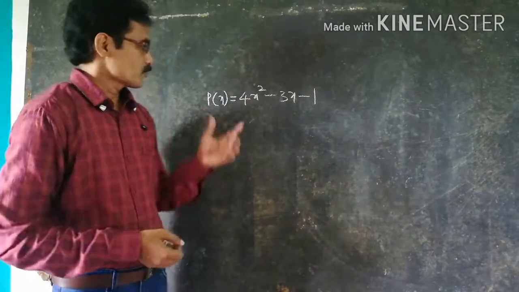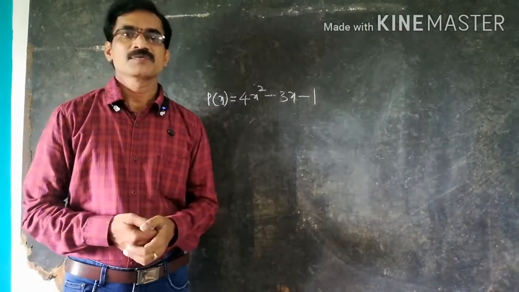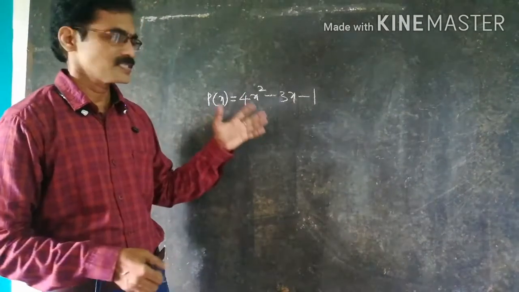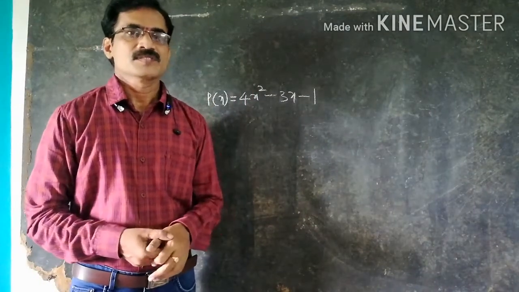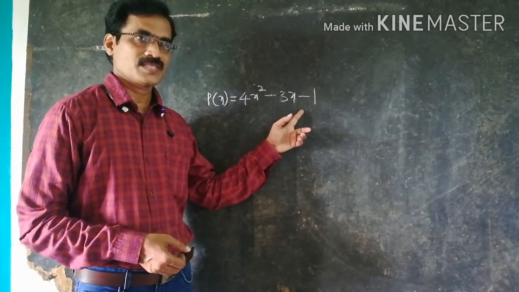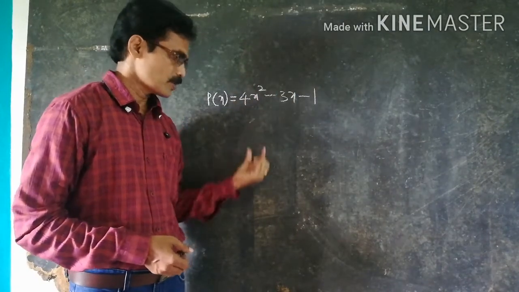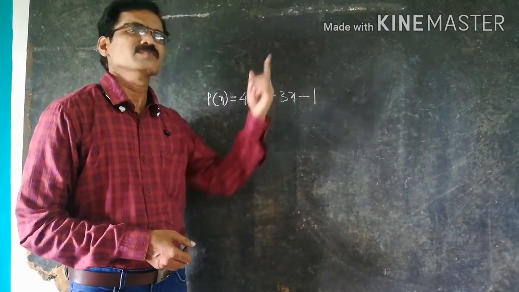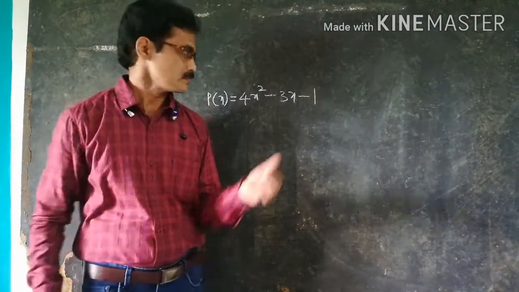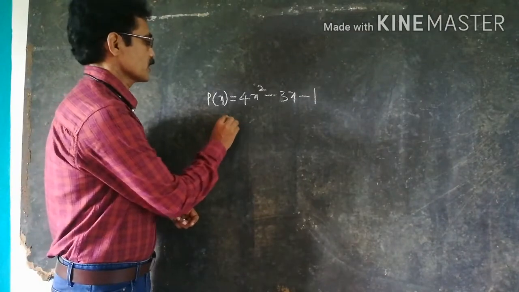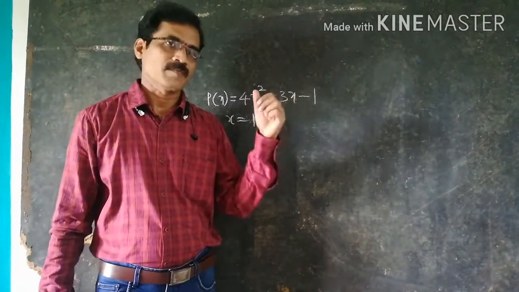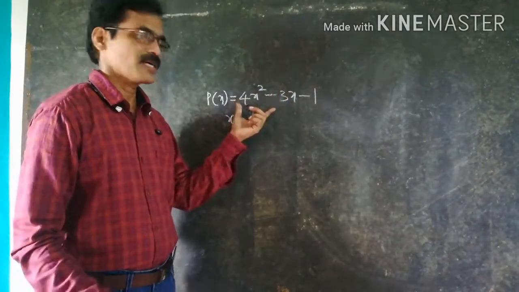So what is the zero of this polynomial? How to find the zero of the polynomial? Zero of the polynomial means, for what value of x the total polynomial value becomes 0, then that value of x is known as a zero of the polynomial. For example, I am taking here x is equal to 1. We substitute the value of x as 1. Then what will be the value of this polynomial?